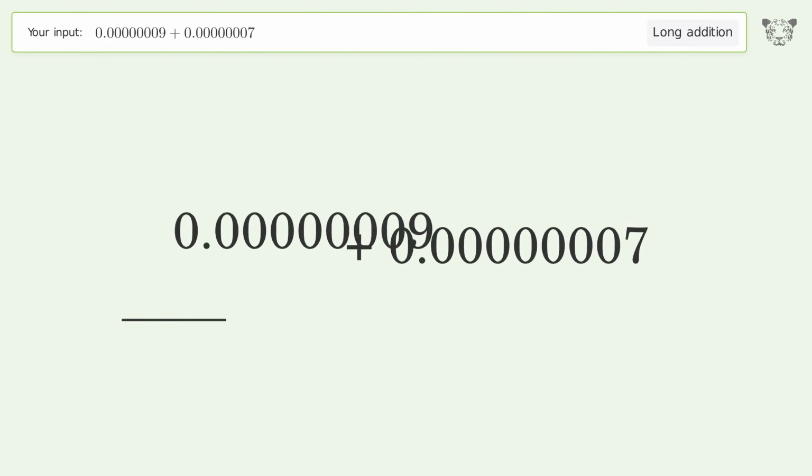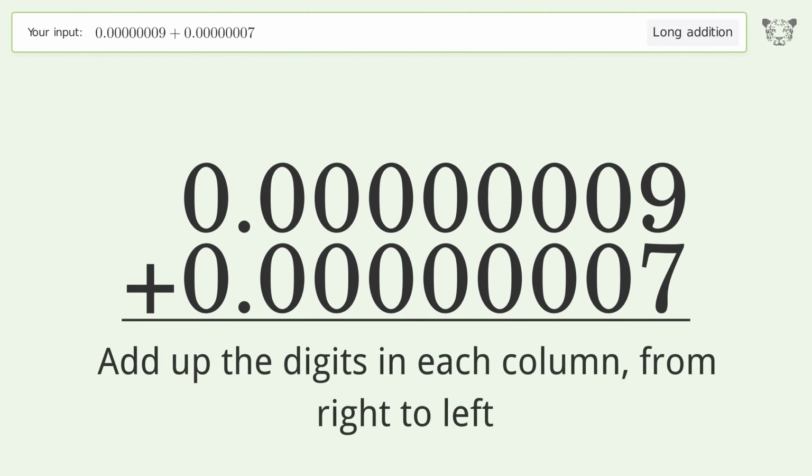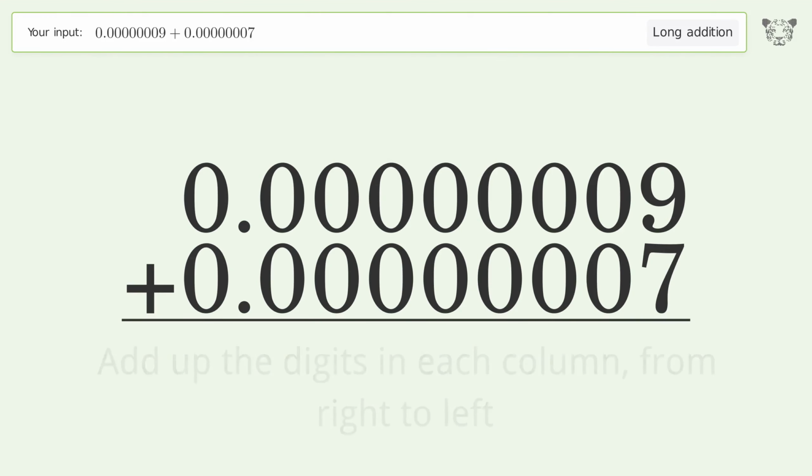Rewrite the numbers from top to bottom, aligned by their place values, add up the digits in each column, from right to left. 9 plus 7, equals 16. Carry 1 to the 10 millionths place. 1 plus 0 equals 1.